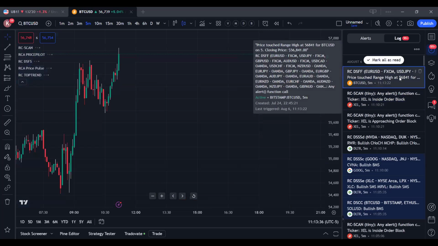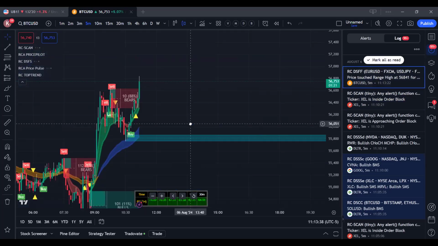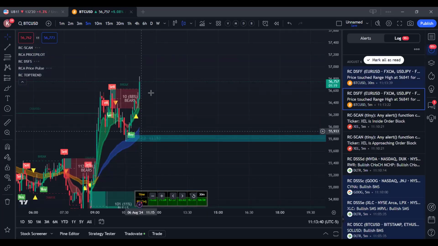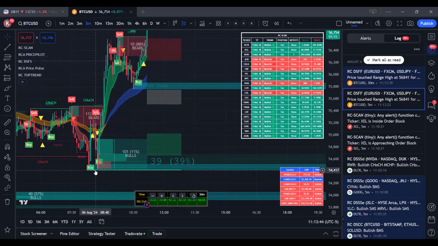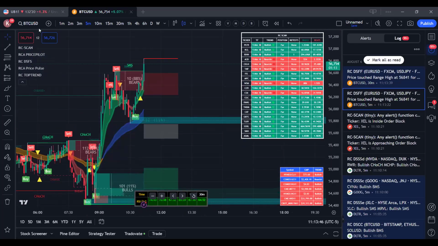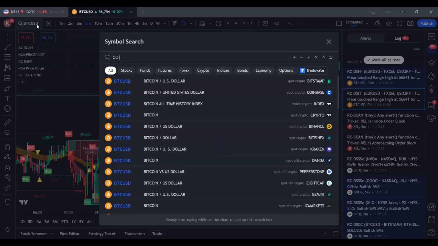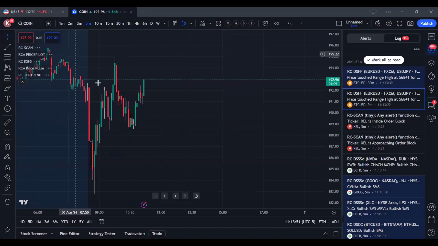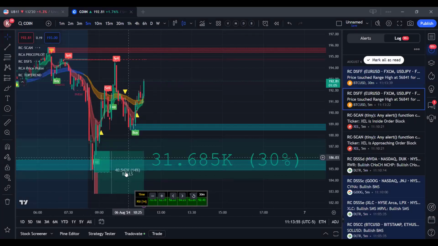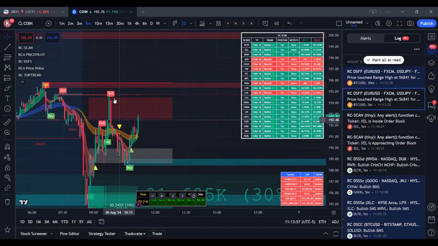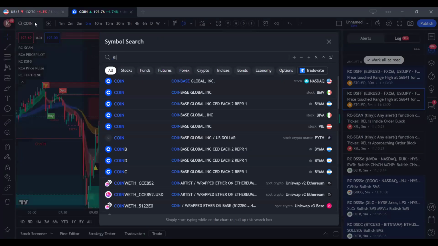Actually, if BTC is going up, generally all your crypto stocks will go up. Right? BTC came to the bottom. Then you can see Coin, Coin 40,000 bulls. A lot of buyers at the bottom. It is going all the way to the top.